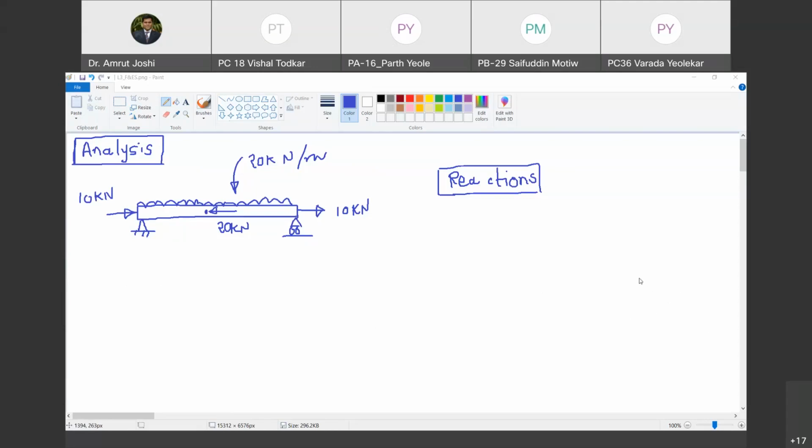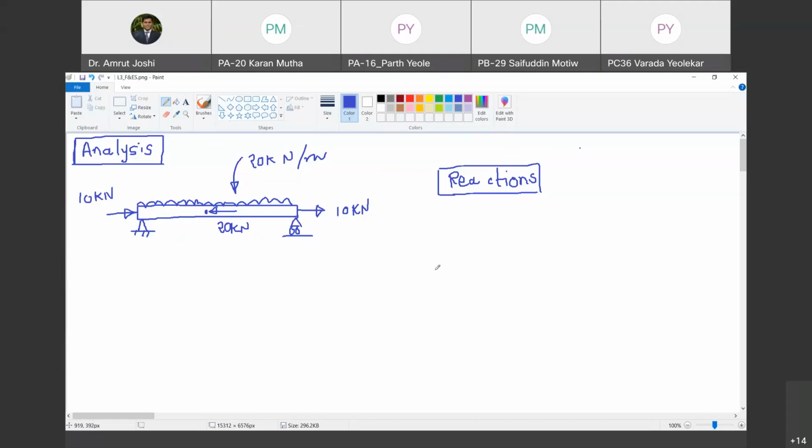So let me call Siddhant. Siddhant Banerjee, can you unmute? Okay, I'm going to pause the recording. Yes. Now tell me, how do we find out reactions in this case?